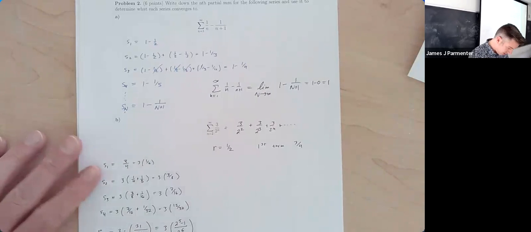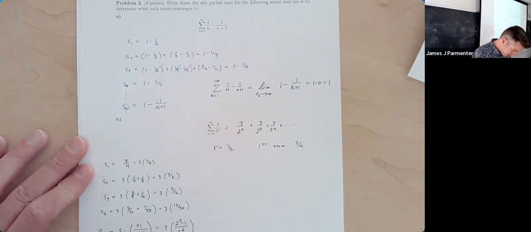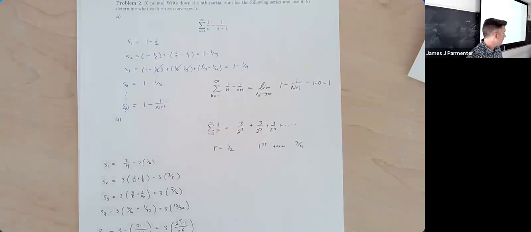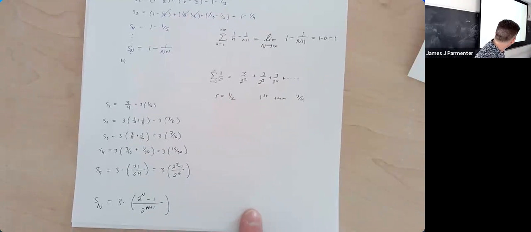And then I can say, oh, that means my nth partial sum should be 3 times 2 to the, well, let's see, let's do the bottom first. The bottom is 2 to the n plus 1, and the top is 2 to the n minus 1. Yeah. Oh, sorry. Good call. Thank you.